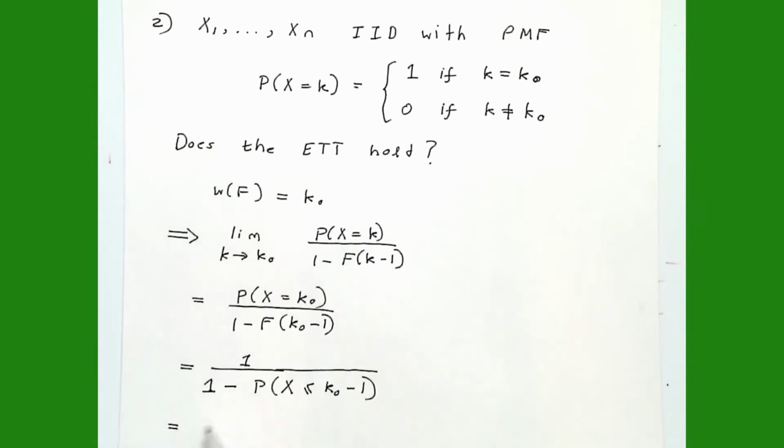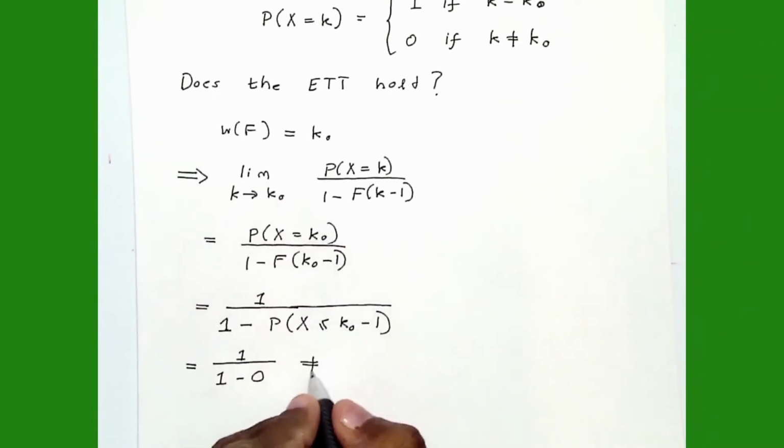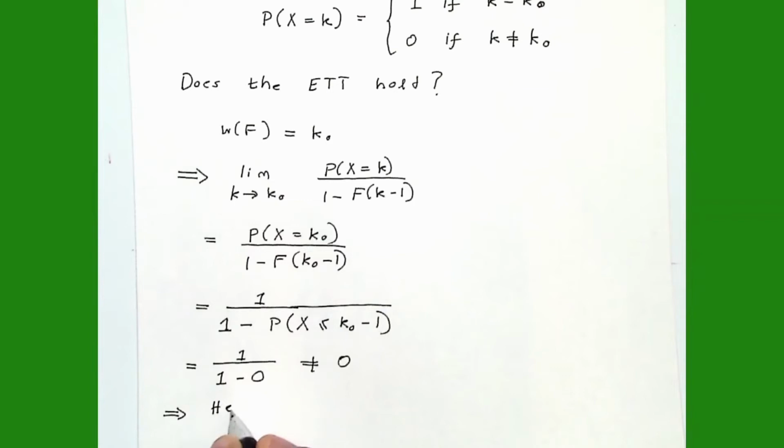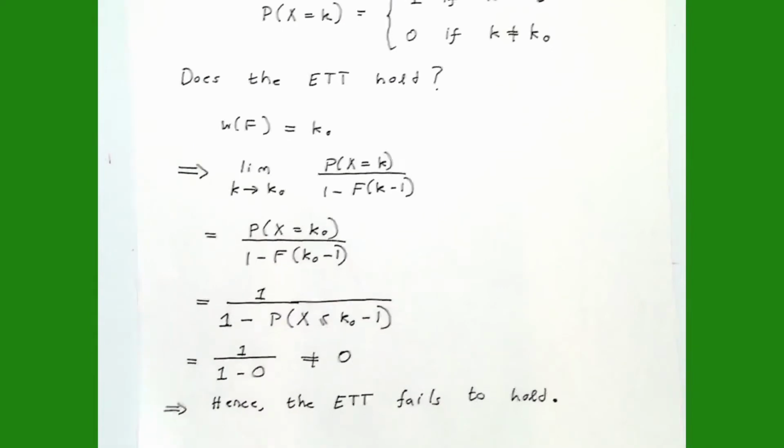So this will be 1 divided by something minus 0, which is not equal to 0. So hence, again, the conclusion is the same. All right, so that's question 2 done.